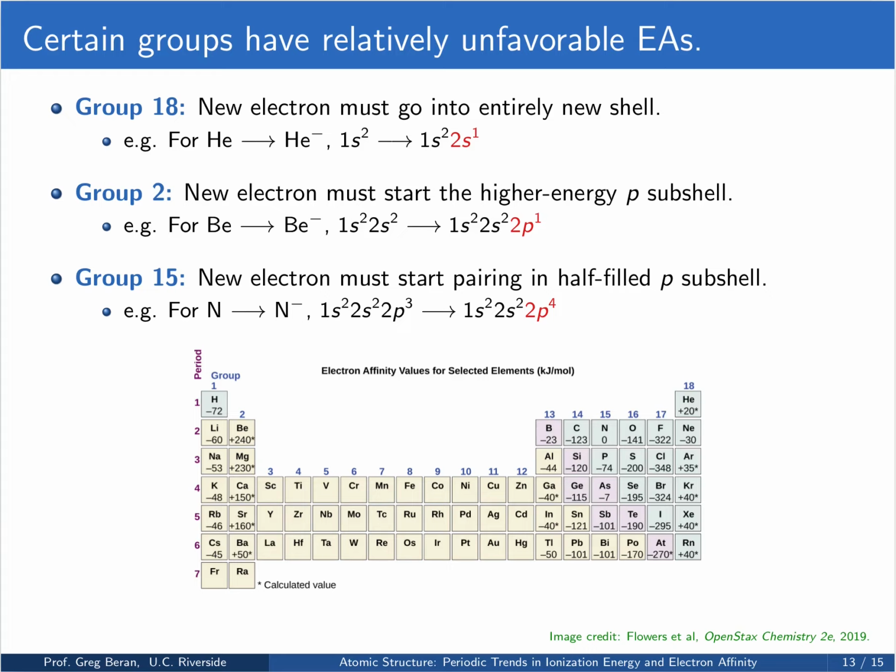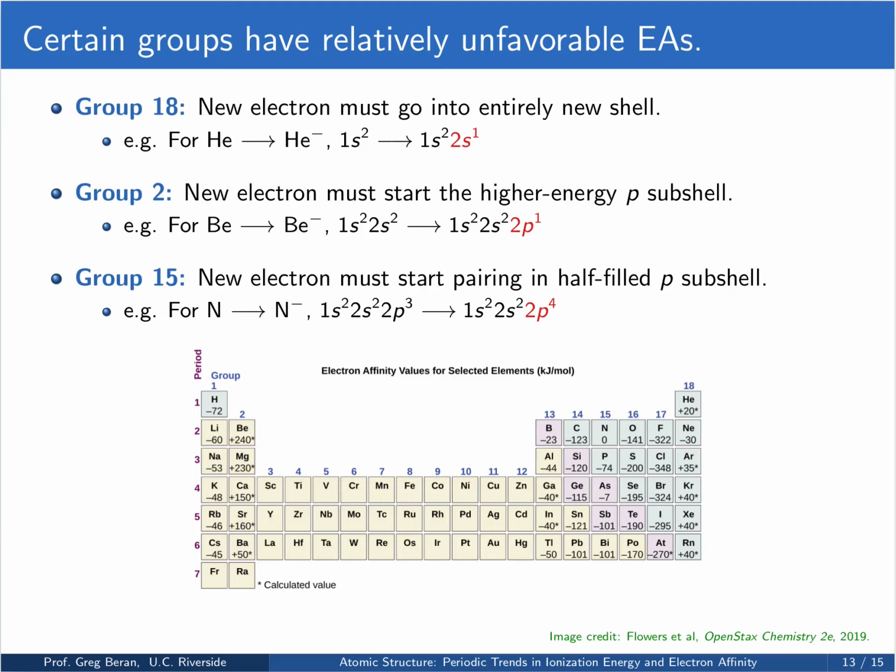For group 2, the new electron must enter a higher energy p subshell. For example, making beryllium minus requires going from the 1s2 2s2 configuration of beryllium to a 1s2 2s2 2p1 configuration in beryllium minus. Because that 2p orbital lies higher in energy, that electron is going to be bound less tightly.